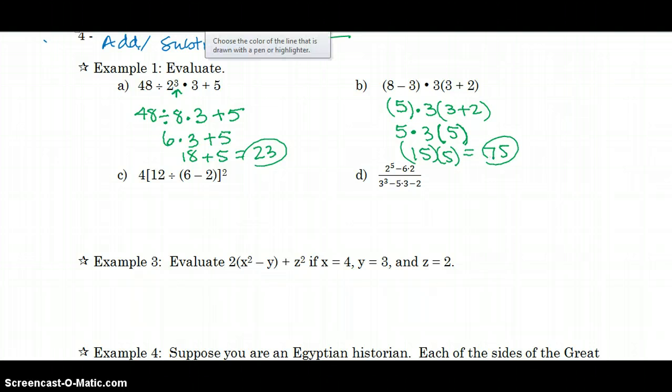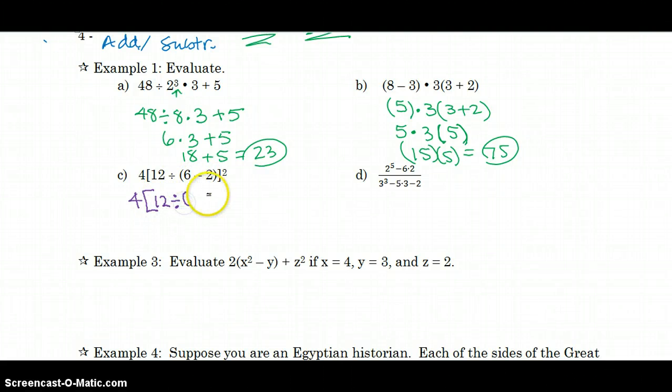Okay, there's some brackets in example C, so I'm going to start inside my brackets. And inside my brackets, there are parentheses, so I have to take care of my innermost parentheses first. So I'm just recopying everything except 6 minus 2, which is 4. So inside the brackets, I have 12 divided by 4.